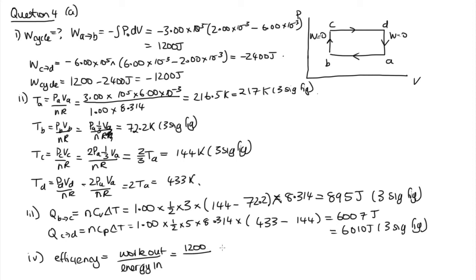And the energy in, this comes in as heat. So we can add these two together, 895 plus 6,010. And solving that, we end up with 0.174. But it asks us to give it as a percentage, so that is equal to 17.4%. If we did just the work done from C to D, we'd end up with double this.